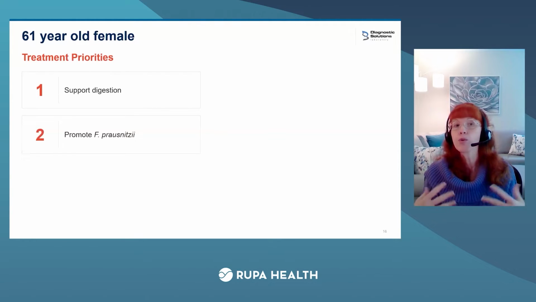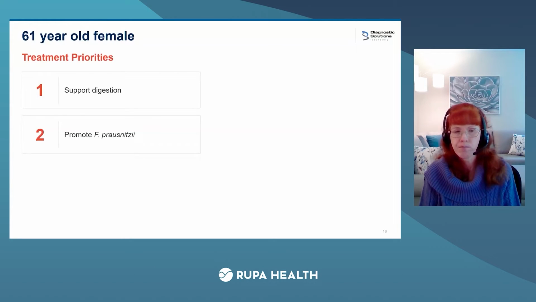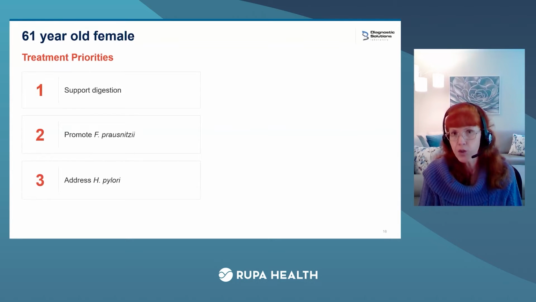Second, I want to start promoting the growth of Faecalibacterium prausnitzii. Again, this is so important in the gut. We're going to start to implement some dietary interventions and start to encourage this and kind of nudge it up a little bit. Third, we're going to start to work on the infections. So first, address the H. pylori. Let's start in the stomach and go from there.